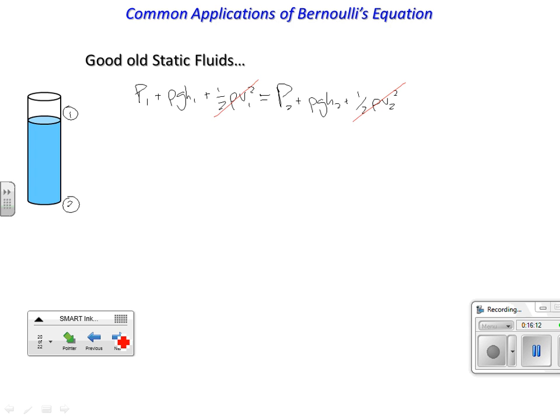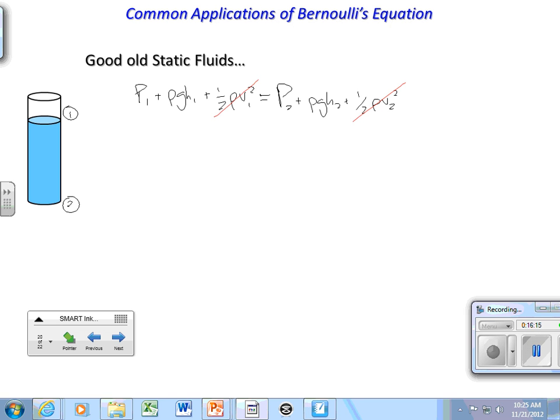Okay, so we can say that if we call this height 0, and then we call this H, we can get rid of the velocity terms, and we end up with pressure at 2 is pressure at 1 plus rho GH. That's our static fluid, our pressure at depth statement. So there's a nice application there.